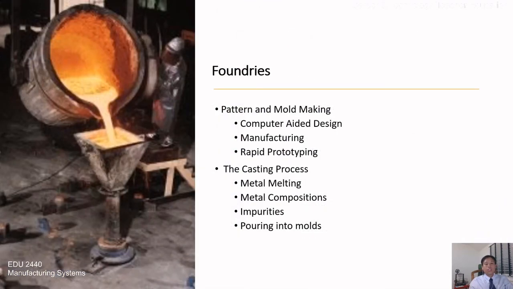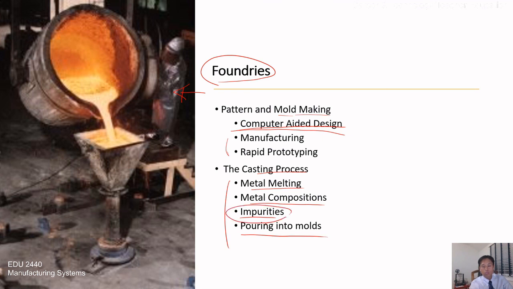And then these are additional slides. Foundries involve a pattern and then mold making. But nowadays the foundry is mostly worked by manufacturing, rapid prototyping, and computer-aided design. Using computer-aided design, we create a pattern, and then we do rapid prototyping, and we also use the casting process like metal melting, metal composition, impurity removal, and pouring into the mold. Impurity means we take out impurities in the process, in the foundry.